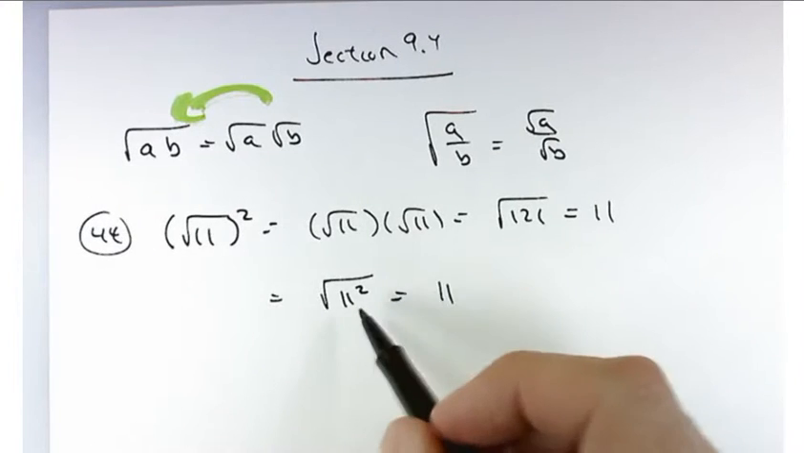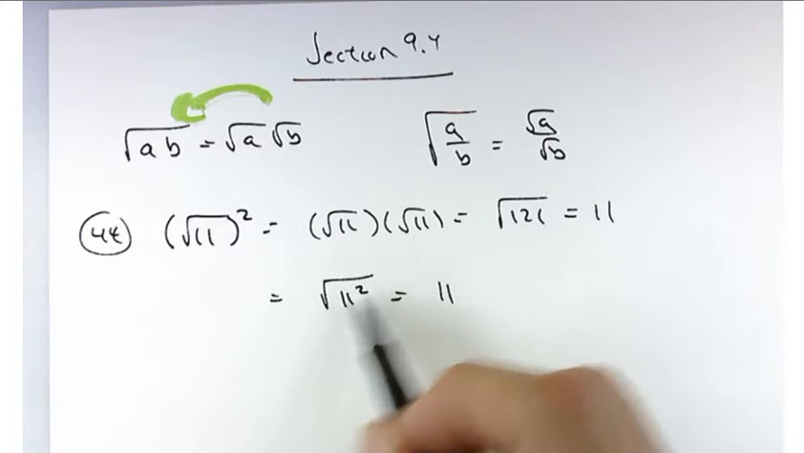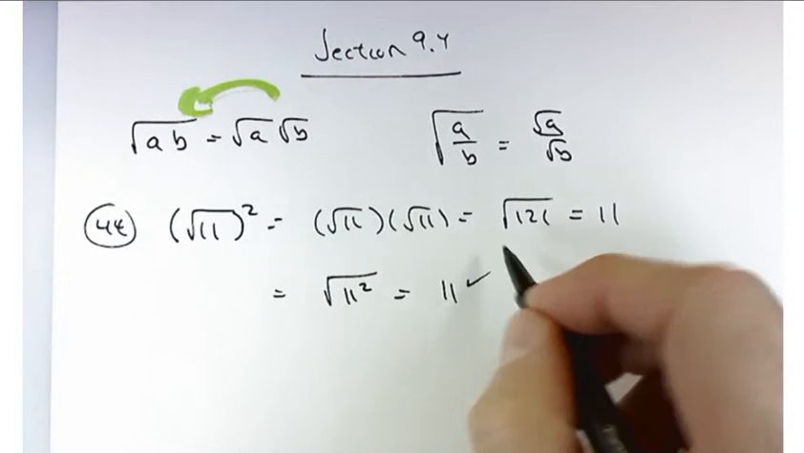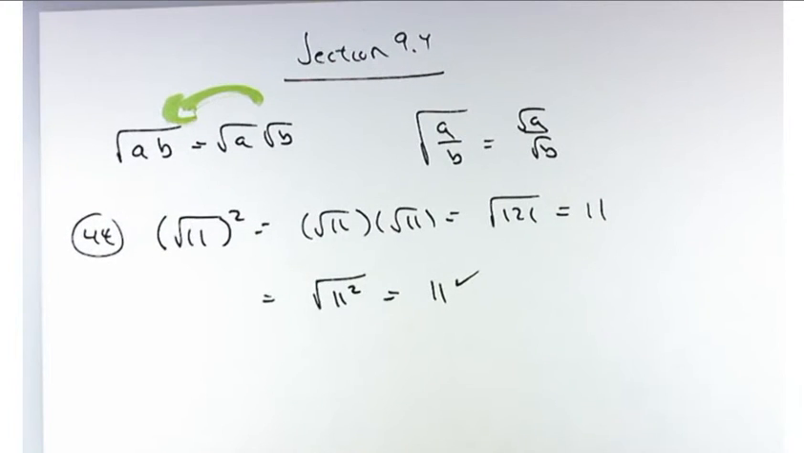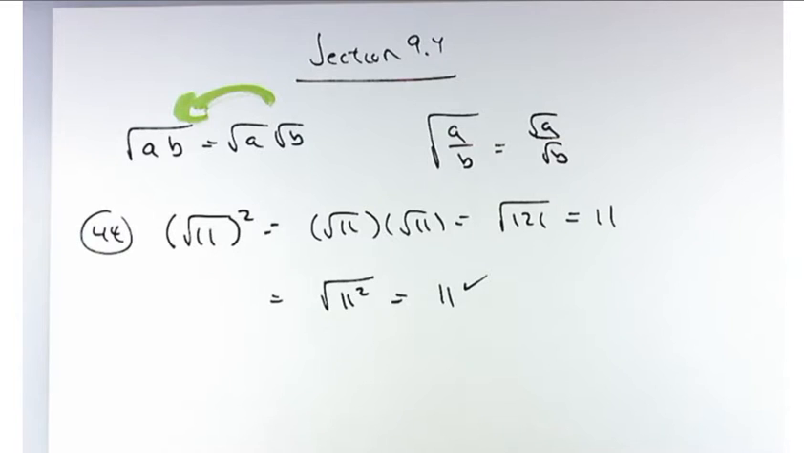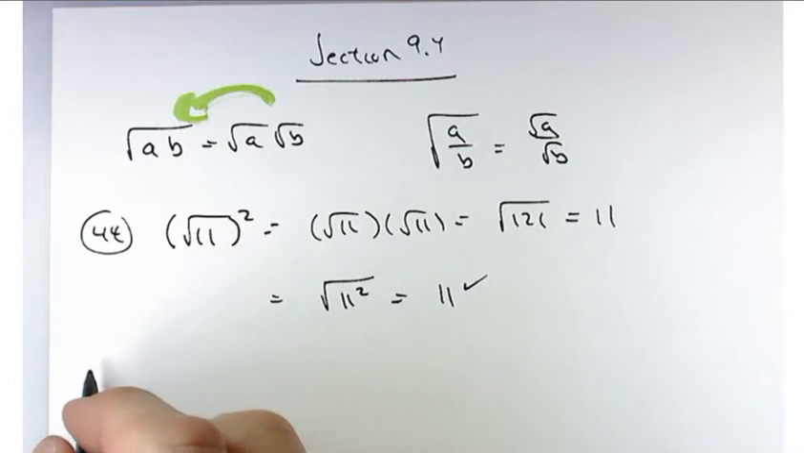But this idea here, when you have a perfect square underneath the radical, underneath the square root, it's going to simplify very nicely. We're going to use that a lot in this section. So it doesn't hurt to look at it a couple different ways. But for practical purposes, nothing wrong with just saying, oh, well, that's 11. Let's take a look at a slightly different one. Problem number 48.